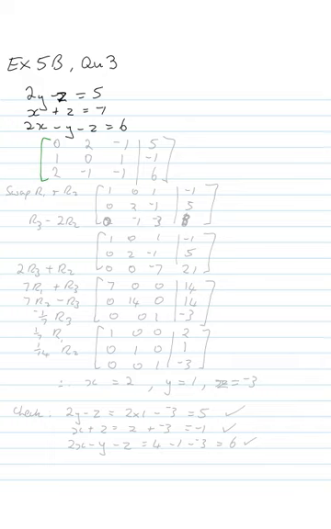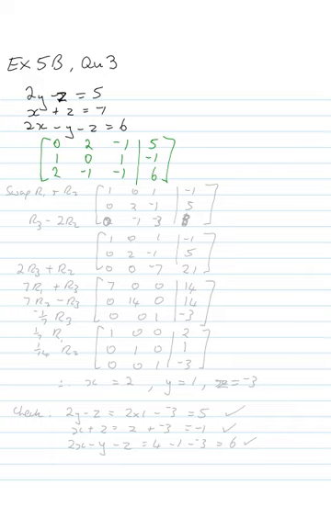So the first equation has no x, so the coefficient is 0. For y, the coefficient is 2 and z, the coefficient is -1, giving an answer of 5. For the second equation, the coefficient of x is 1, there's no y, so it's 0, and z is 1, answer -1. And for the third equation, the coefficient of x is 2, for y it's -1, and z it's -1, answer of 6.